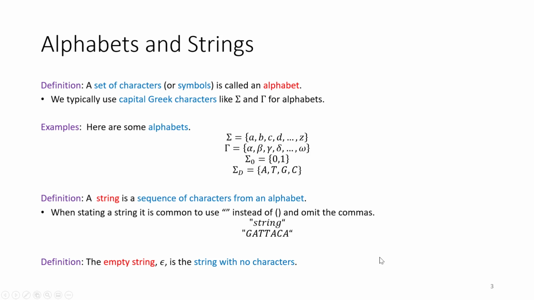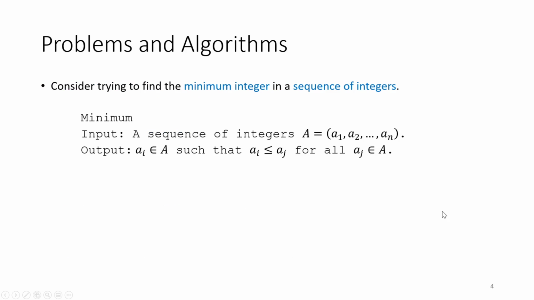So you might see a lowercase delta out there, which is sort of this weird ticky triangle-like shape, but I'm going to be using epsilon any time we need to represent the empty string. Okay, so like I said, we did a lot of warm up, but now we can jump into the topic that I really want to talk about, which is problems and algorithms.